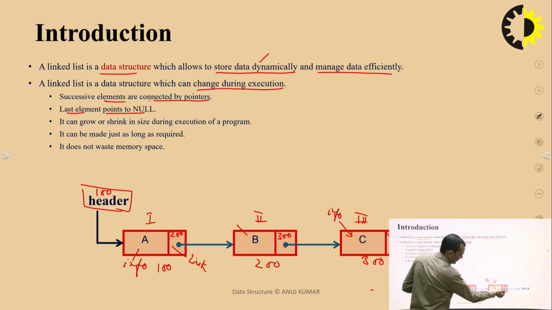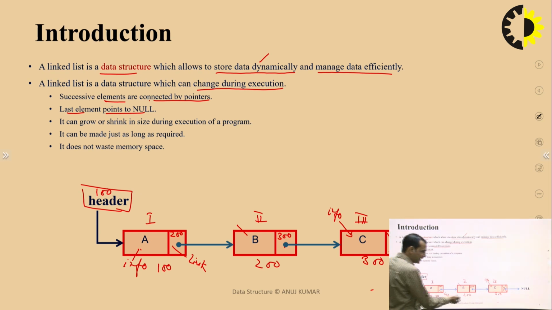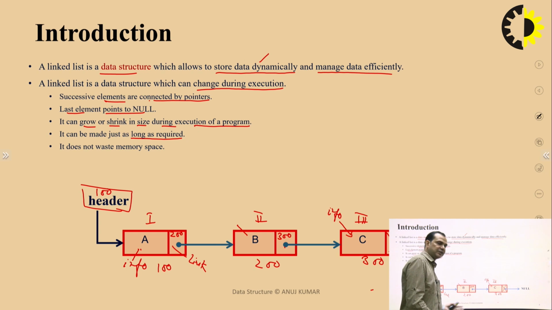What we just did: the last element points to the null value. We can increase or decrease the size of this list, so we can grow or shrink the size during the execution of the program. It can be adjusted as long as required. Suppose we require 100 nodes, we create 100 nodes. If we require 2 nodes, we can execute with 2 nodes. We can change the size during execution. That's why we store the data dynamically.